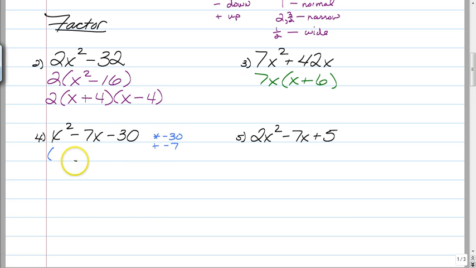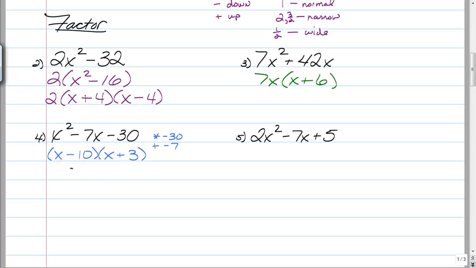So you just need to think about your factors of 30, and since this is negative, the bigger one is going to be negative. So what two numbers can you think of that will multiply to 30 but differ by 7, since we're looking for a negative? The answer to that is a negative 10 and a positive 3. So you are done with this question.